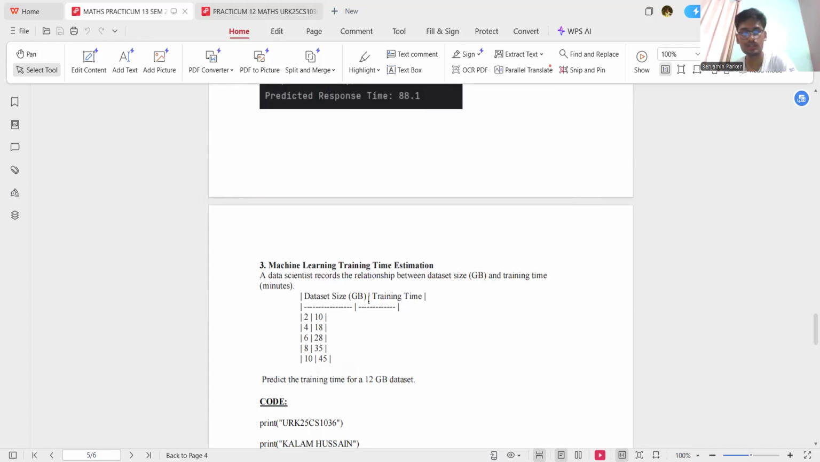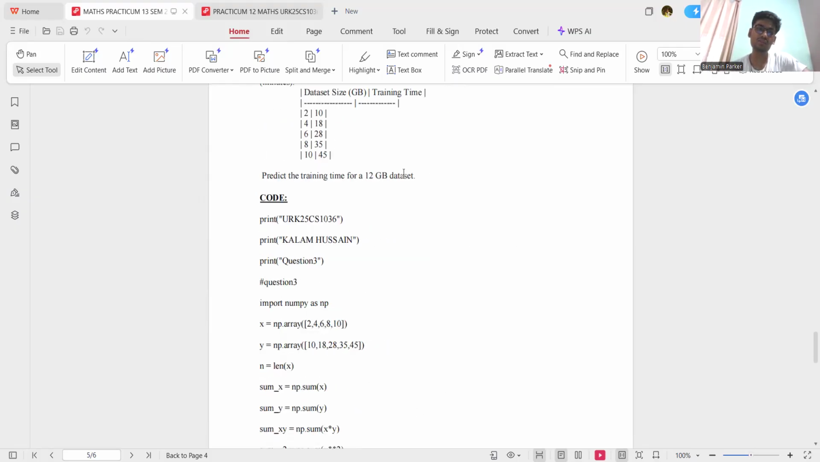And on to the third question, which is the machine learning training time estimation. A data scientist records the relationship between the data set size in gigabytes (GB) and the training time in minutes. The data set size is given as 2, 4, 6, 8, and 10, and the training time is 10, 18, 28, 35, and 45. We have to predict the training time for a 12 GB data set. So we have to predict the training time here.